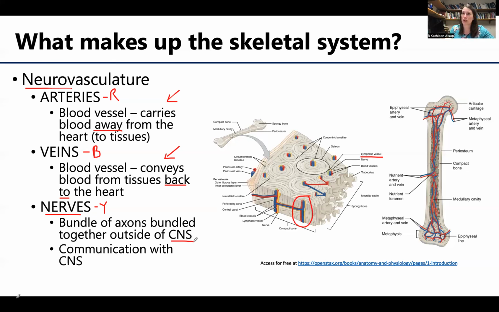So much, much more to come in terms of neurovasculature, but I did want to make sure you understood that there is a very important and prominent blood supply to the musculoskeletal system, except for in the case of cartilage. So kind of coming full circle back into bone being a dynamic organ, because we have these structures to allow for bone remodeling to occur.